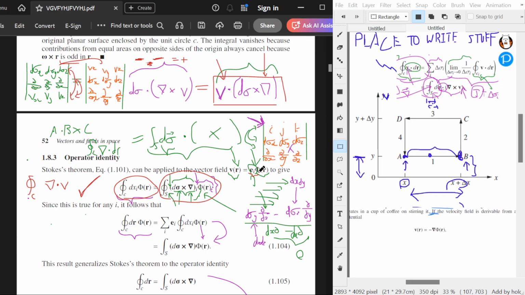And that is just, well, v only has an i component. So it'll just be del del x in the i direction, vi. No, not vi. Well, yeah, vi, but you can just say phi r. So we have the phi r here. We have del xi, not dxi.